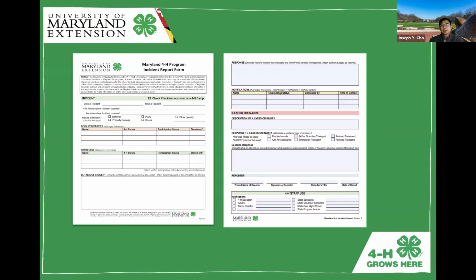the incident occurred. And one other thing is there is a digital format of this. So if you would rather use digital documentation rather than a physical, there's a digital copy that you can get from anyone really from 4-H.